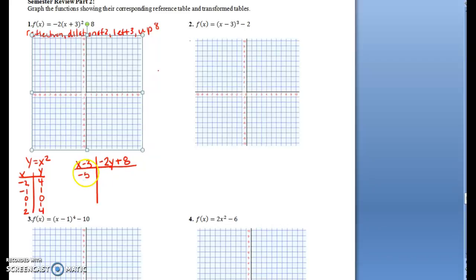So left 3, I just subtract 3 from each of these x values. Then I double these. So negative 2 times 4 is negative 8 plus 8. And then I keep going. And I see that I have this. And then I would sketch my parabola. My transformed parabola should make sense that it is upside down. So negative 5. And it's a little stretched out. So that's what my transformed parabola looks like.